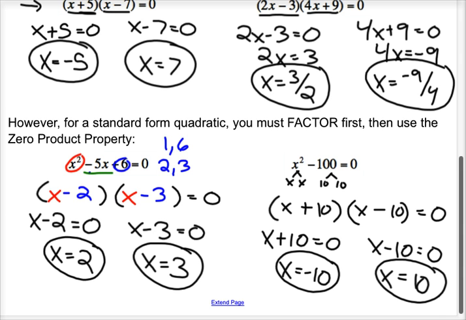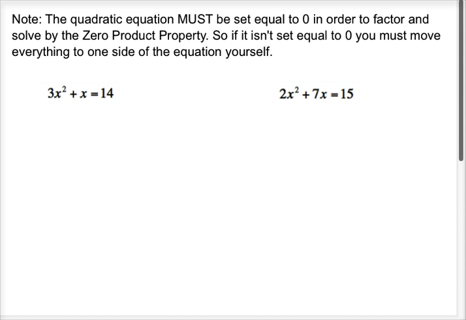Now, there is another detail that I need to discuss with you. So, the quadratic equation must be set equal to 0 in order to factor and solve for the zero product property. So if it isn't set equal to 0, you have to move everything to one side of the equation yourself. All right? So what does that mean? Well, in this first example, notice I have 3x squared plus x, but that it's set equal to 14. It's not set equal to 0.